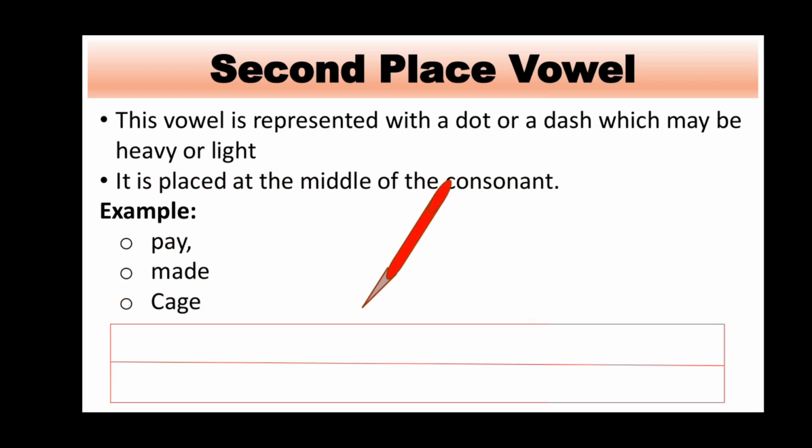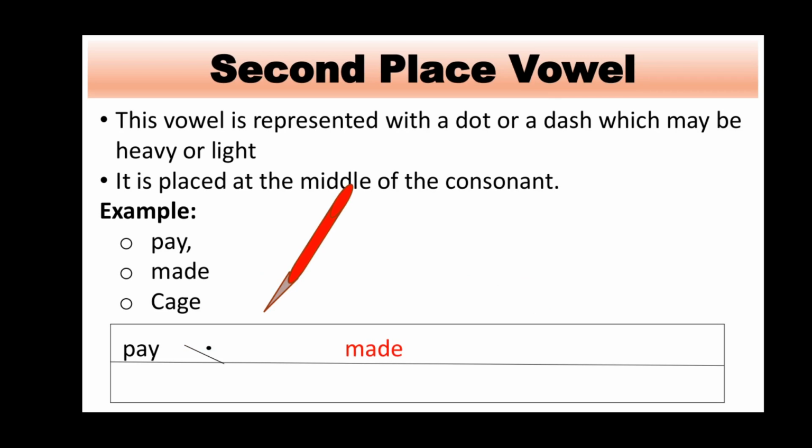So let's start with the word pay. We can hear the sound of P and A, which means consonant P and vowel A. So in this case, in drilling our P, the P will touch the line. You can see it ends on the line. That's P. While the vowel A is a dot and it will be placed at the middle of the outline. So let's look at it. That's pay.